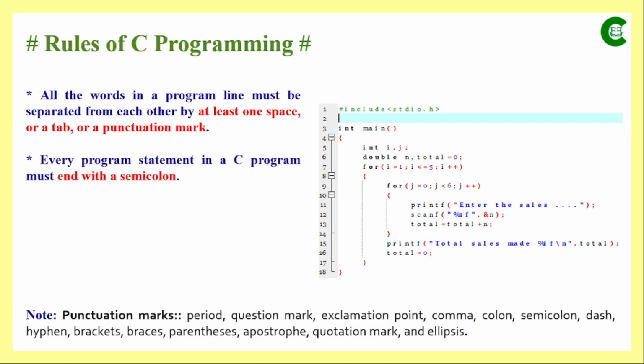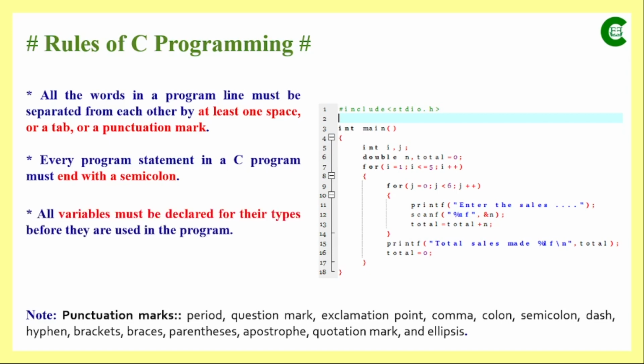Now the next rule: every program statement in a C program must end with a semicolon, that I have already told you and you already know. And then all the variables must be declared for their types before they are used in the program. That rule also we know. Then every opening brace should have a corresponding closing brace, that we know. As we can see here under this main function, this is the opening brace, this is the closing brace.